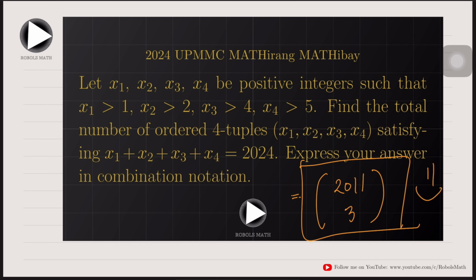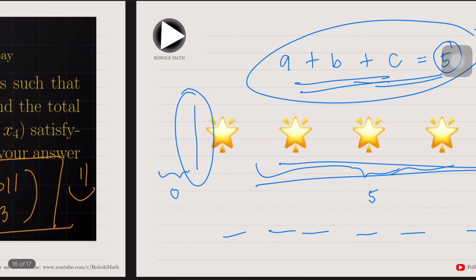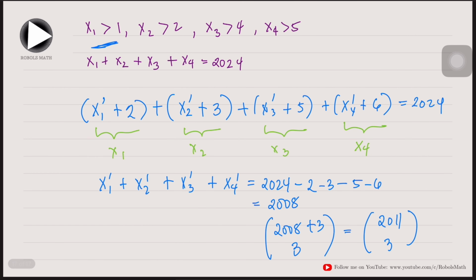So again, this method is known as the method of stars and bars. We just did this primed variable substitution to make the solution fit the requirement for stars and bars.